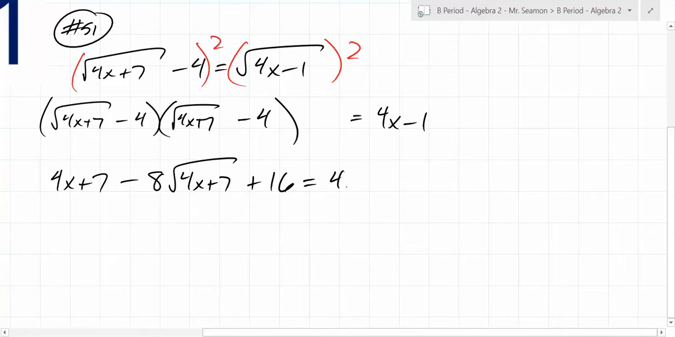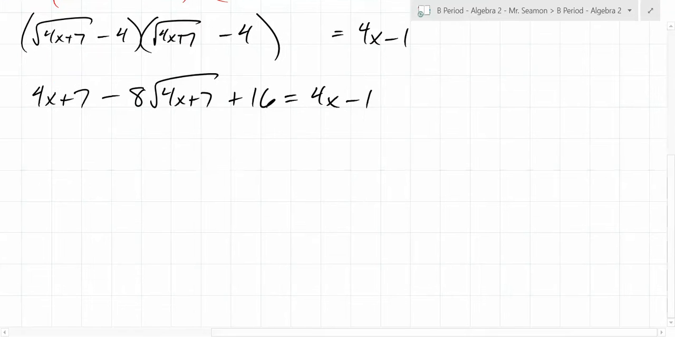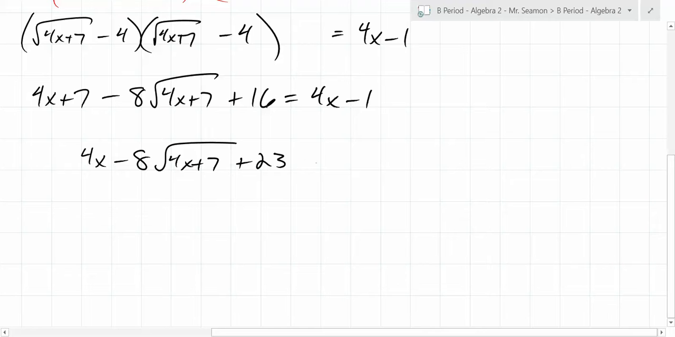So you have this. And before you square again, you're going to have to square again because you have that radical. You want to clean things up, right? So if we clean them up carefully, it's surprising how many times people mess this up. You get 4x minus 8 root 4x plus 7 plus 16 plus 7 equals 4x minus 1.